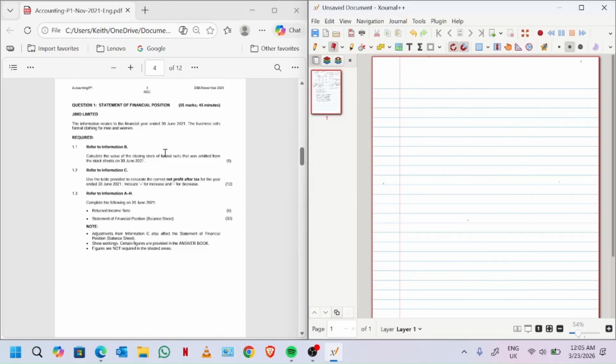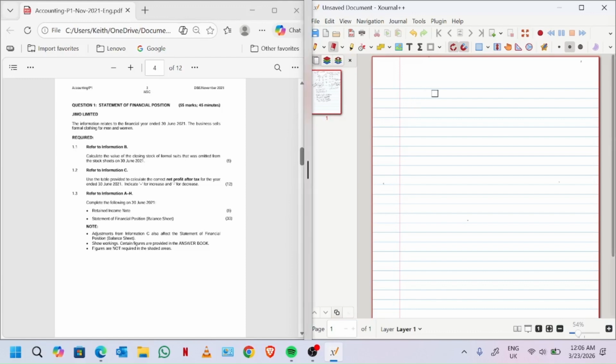And C, it says refer to information C. Use the table provided to calculate the correct net profit after tax. After tax is very important because that means tax was not taken into consideration. Please understand that tax was not taken into consideration. Net profit after tax for the year ended 30 June 2021, indicate plus for increase, minus for decrease.